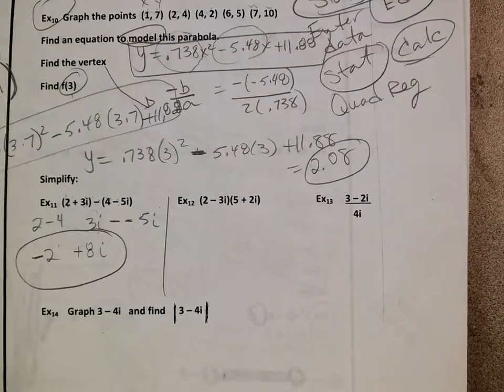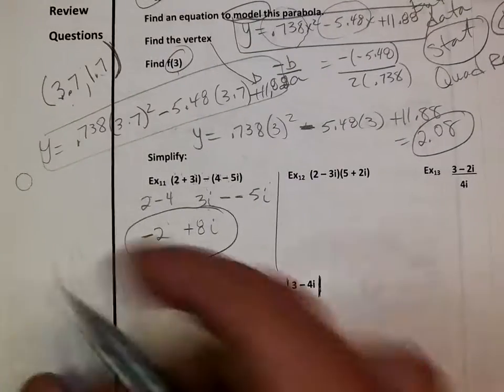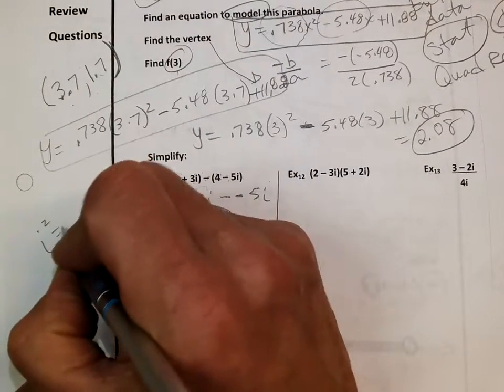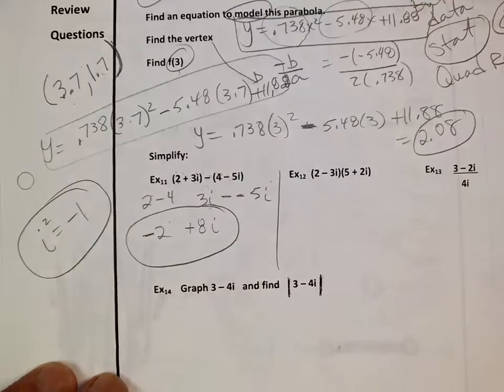Okay, 12. Alondra, say that again. I'm sorry, I didn't hear. Are you sure? Yeah. Okay. Now, before I do 12, on the side, i squared is negative 1. Okay, I'm going to circle that. i squared is negative 1. I need to know that.